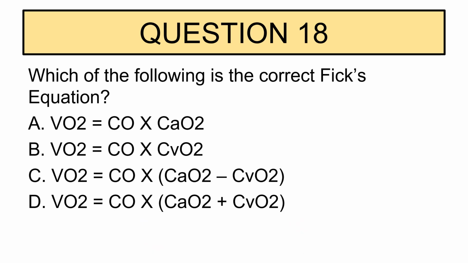So which of the following is the correct Fick's equation? Cardiac output times arterial O2 content. That's false. That's the O2 delivery equation. Cardiac output times CvO2. That's false. That's the O2 delivery to the pulmonary capillaries. Cardiac output times the difference between arterial and mixed venous blood O2 content. That's the correct answer. It is not cardiac output times the sum of arterial and mixed venous O2 content.